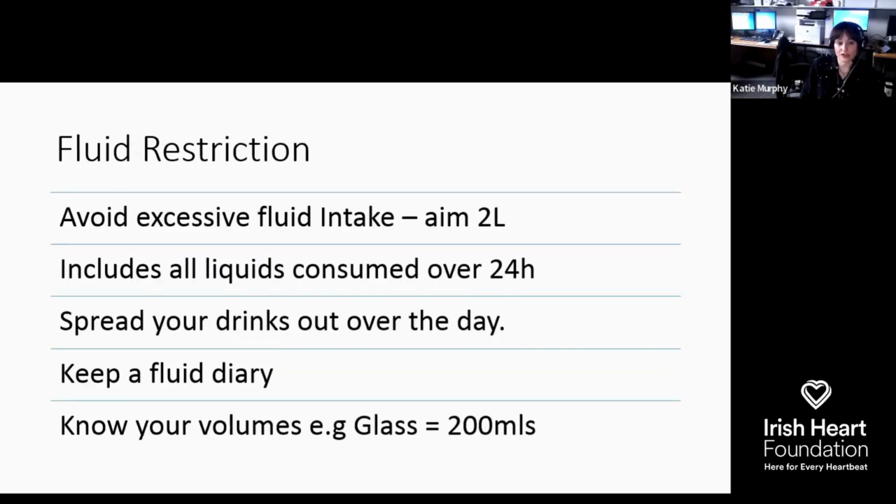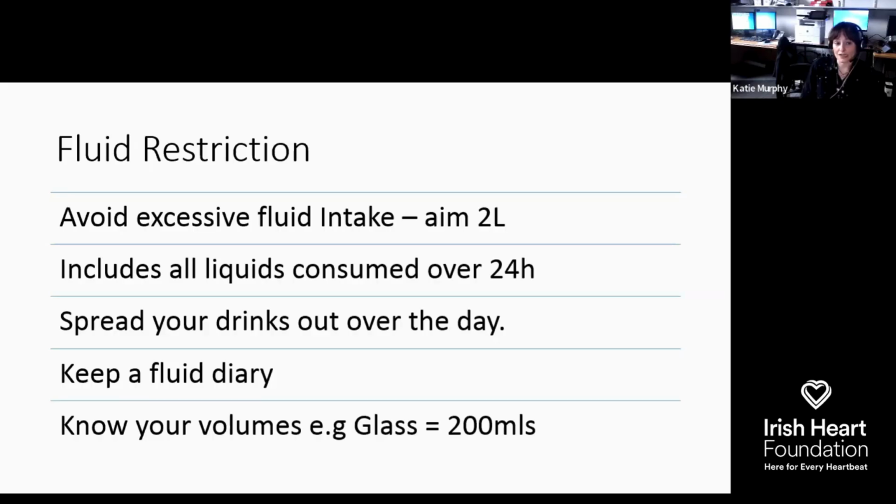In terms of fluid restriction, the data on fluid restrictions actually is a little controversial, and you may get different advice depending on where you're being seen for your heart problem, and that's absolutely fine. But in general, you should avoid really excessive fluid intake because everything that you drink, your body has to get rid of, and your heart has to get rid of. In terms of a couple of things that we see for issues, you have to include all liquids consumed. So it's not just water, it's water, tea, coffee, soup, everything.